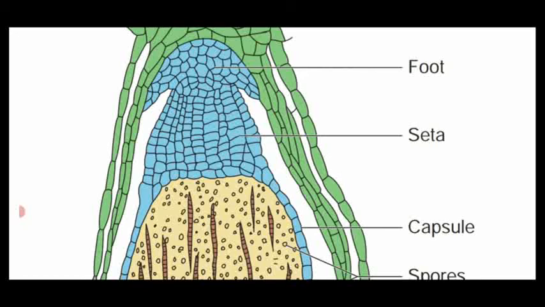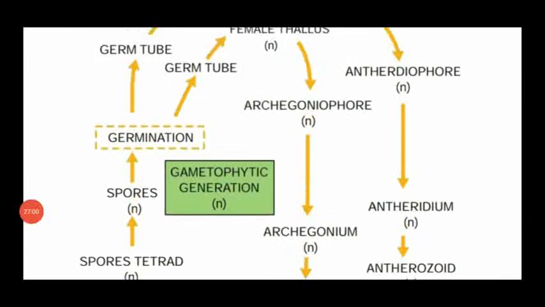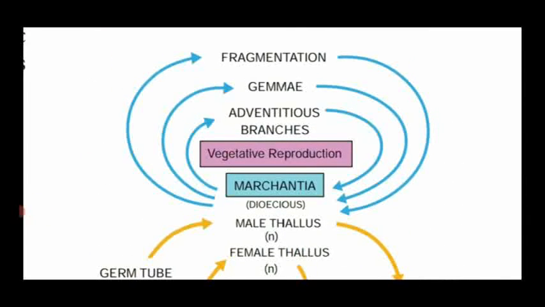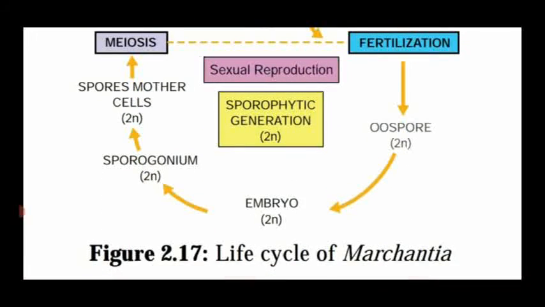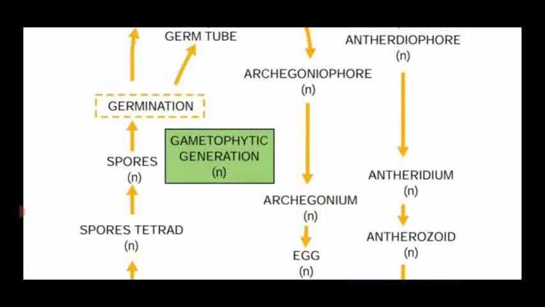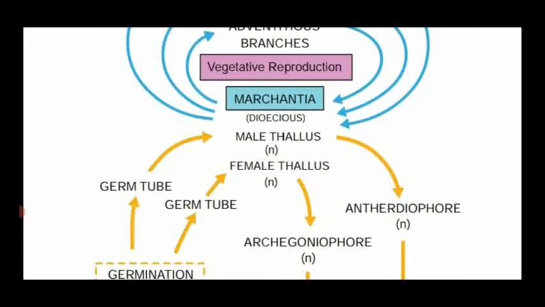I hope you all have understood how reproduction takes place in Marchantia, and also we are going to see the diagrammatic representation of Marchantia. Dear students, this is the diagram showing the reproduction of Marchantia. It is an important 3-mark and 5-mark question: life cycle of Marchantia. Draw a diagrammatic representation of the life cycle of Marchantia.